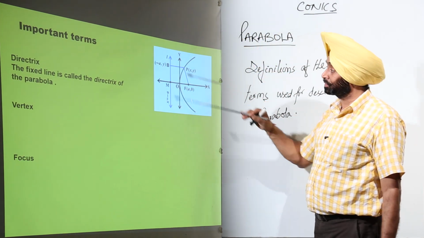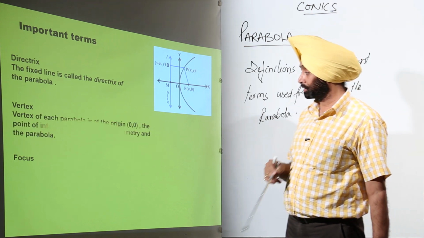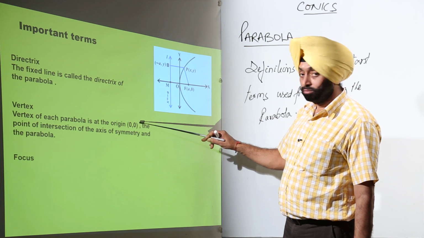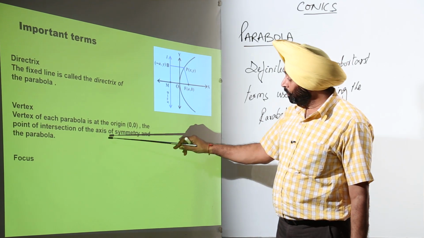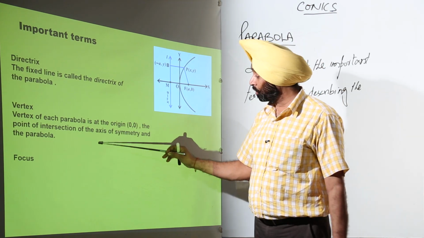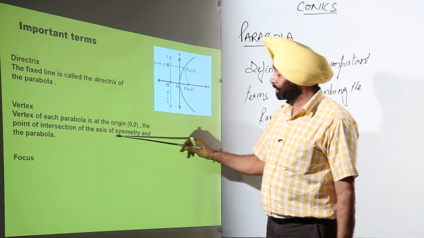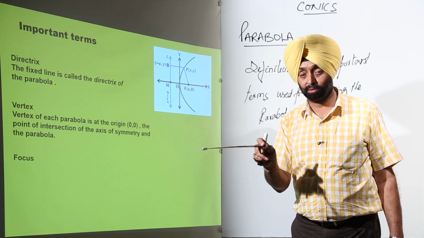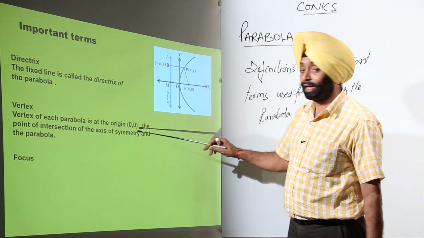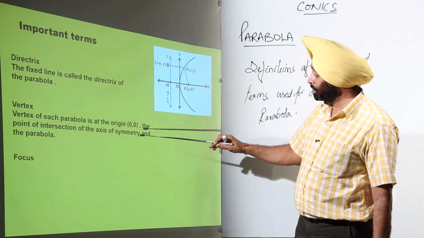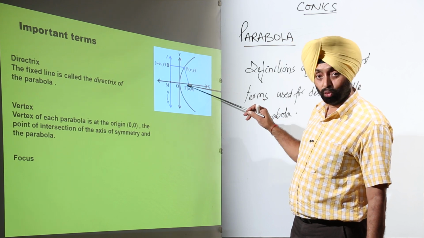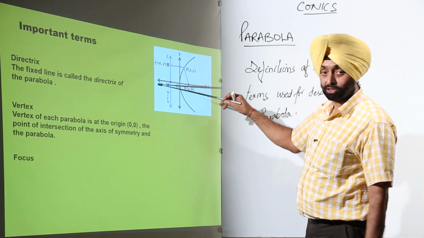Before this directrix, now we have the vertex. The vertex of each parabola is at the origin (0, 0). It is the point of intersection of the axis of symmetry and the parabola. Now listen to one thing: I have not written here the point of intersection of the x-axis and y-axis. What I have mentioned here is the point of intersection of the axis of symmetry. So this is a very important term, the axis of symmetry. When the focus is here, this is the axis of symmetry.